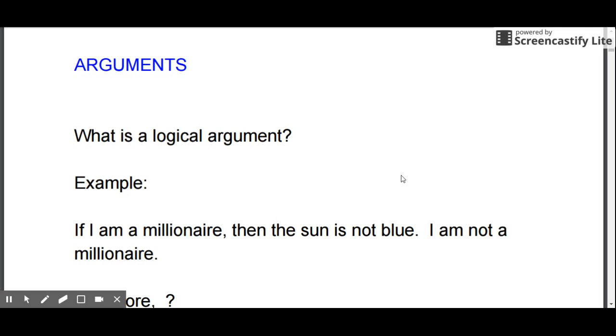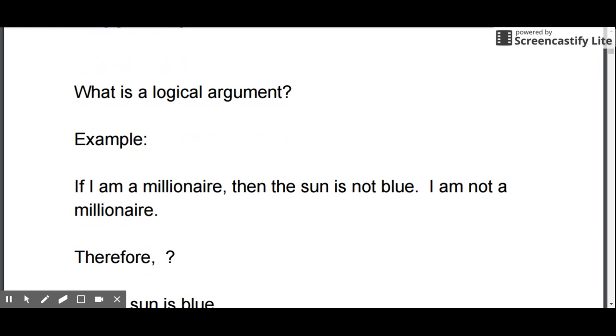This short video will explain logical arguments and how to determine if they are valid or not. First of all, let's discuss what a logical argument is. An example is the following.